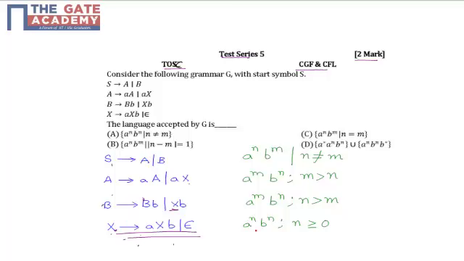So the language for X is a^n b^n, n greater than or equal to 0. For B, a^n b^m, n is greater than m. For A, a^n b^m, n is greater than n. For the production S, a^n b^m, n is not equal to m. So the language accepted by G is a^n b^m, n not equal to m, which is nothing but option A.